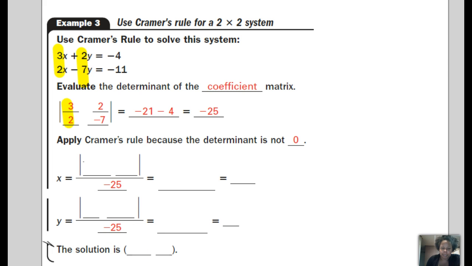And then in order to figure out what the numerator matrix is going to be, we're going to keep the same y column, which is negative 2 and negative 7. And we're going to replace the current x column of the coefficient matrix with this right-hand side, which is negative 4 and negative 11. And that's what's going to go right here.